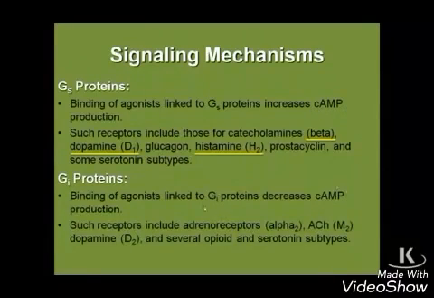Some receptors to pay attention to here for GI. First, we have the alpha-2 receptor. Next, we have the muscarinic M2 receptor, both of which are very important autonomic receptors, and the dopamine D2 receptor, very important in the CNS. Certainly, opioid receptors and serotonin receptors, some of the serotonin receptors also utilize this pathway.